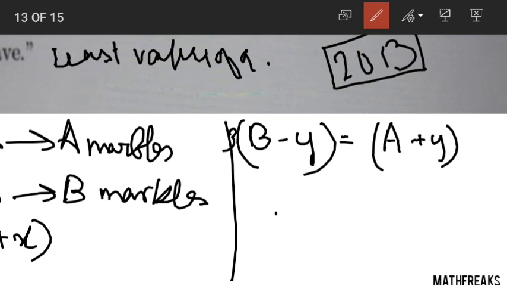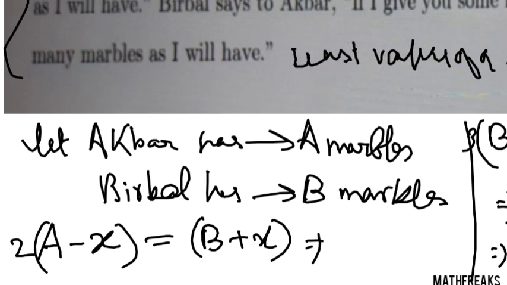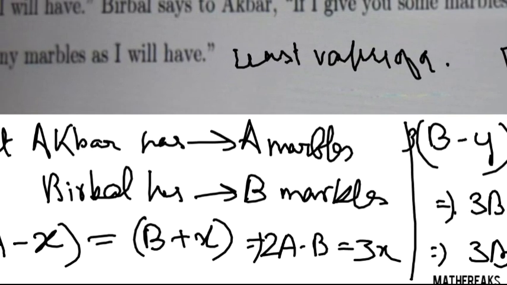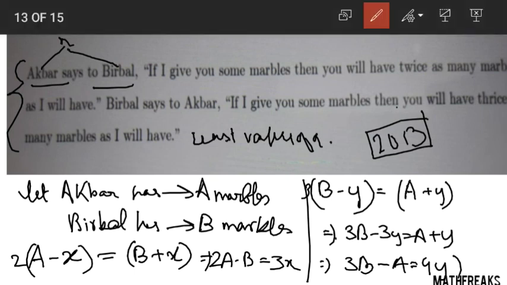Now let us solve these equations. So this would be 3b minus 3y equals a plus y. So this would be 3b minus a equals 4y. Similarly from here what we can write, this would be nothing but 2a minus b, right, equals 3x. Perfect. Now let us remove any one of the variables. I first say let us remove a, right? So what we have to do, multiply this with 2, correct?